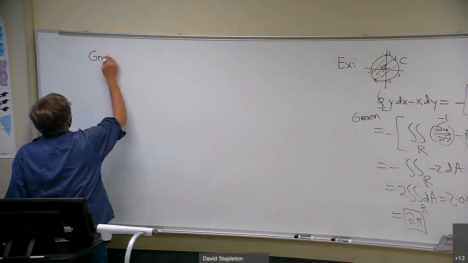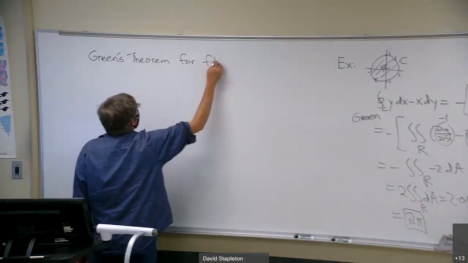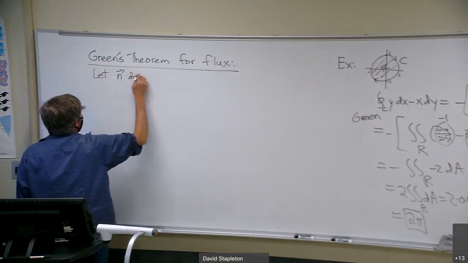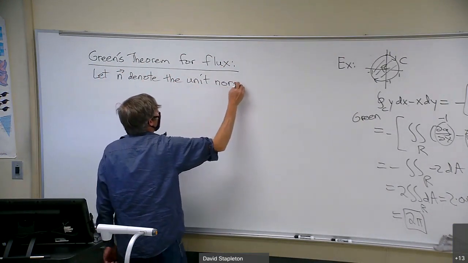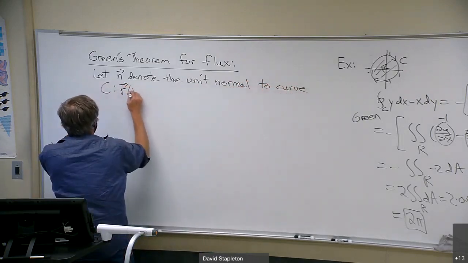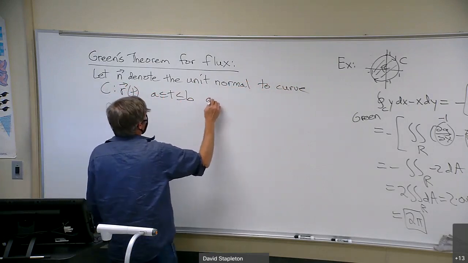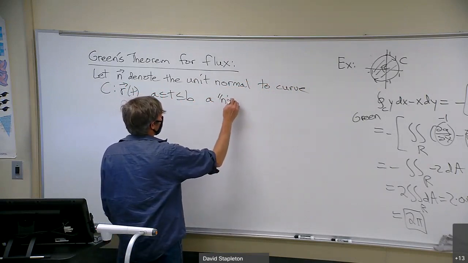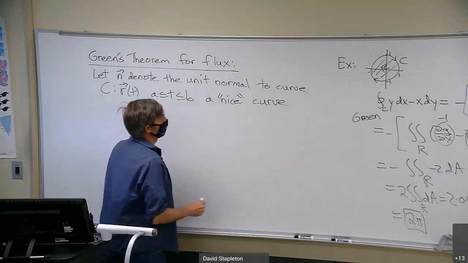Now, Green's theorem for flux. Let n denote the unit normal to C, where C is given parametrically by r of t, with t going from a to b. It's a nice curve that satisfies all that other stuff: a piecewise smooth, simple closed curve. That's what everybody deals with. Here's the theorem.